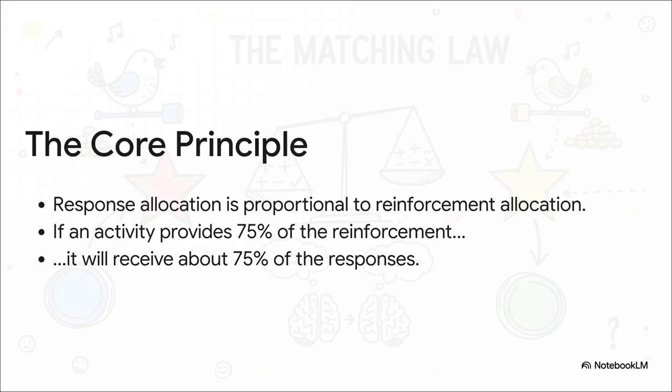It's all about proportionality. So if we go back to our reading versus math example, let's say we set it up so that reading provides 75% of all the reinforcement available, all the tokens, all the praise. Well, the matching law predicts that the client is going to spend about 75% of their time reading. The behavior literally matches the reinforcement.